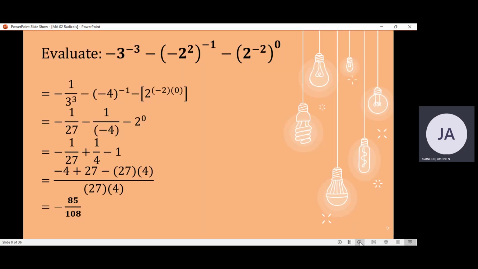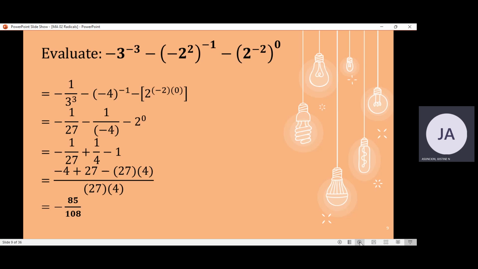Okay. Now let's try to evaluate. Okay, so here, as you can see, negative 3 raised to negative 3 minus the quantity of negative 2 squared raised to negative 1 minus the quantity of 2 raised to negative 2 raised to 0. Applying the laws of exponents here, specifically the 0 exponent and negative exponent, we'll have here negative 1 over 3 cubed minus the quantity of negative 4 raised to negative 1 minus the quantity of 2 raised to negative 2 times 0.